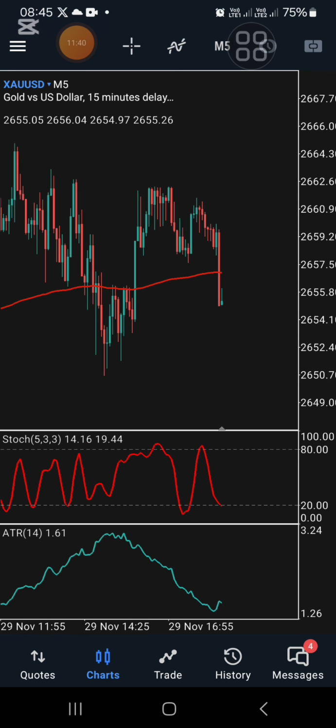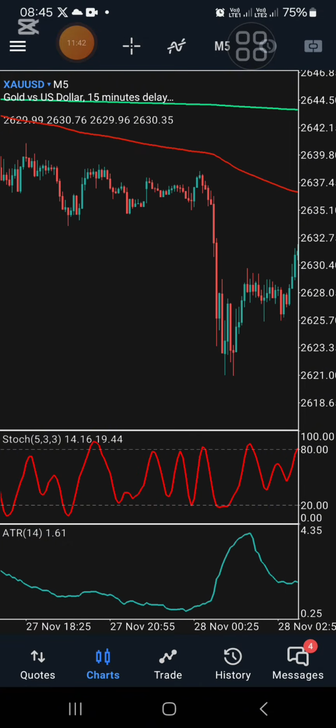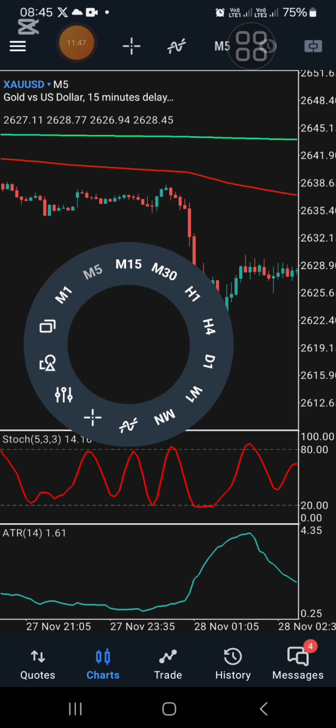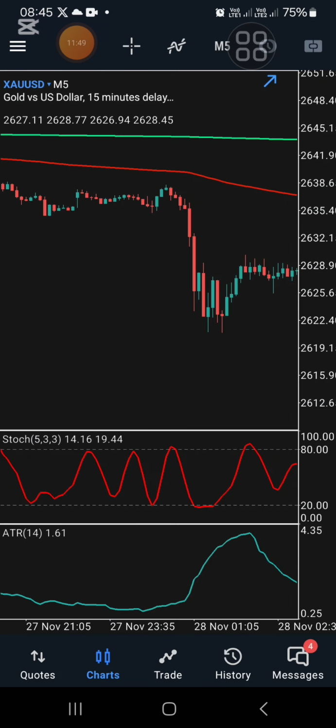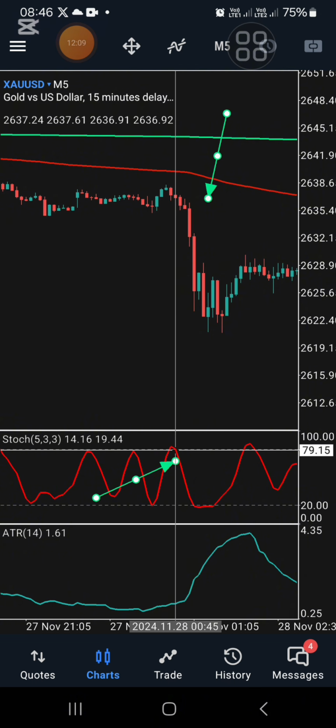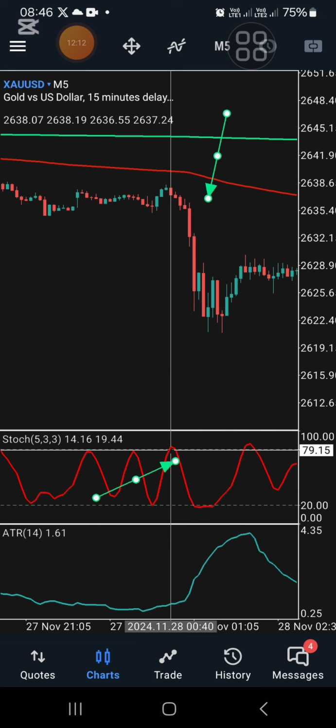So let's look for a selling example. Here we can see our price is trading below this line. We have the lime green line and also this red line. Then we go on the stochastic, and we want the stochastic to cross below the 80, like what happened here. At this particular level we're going to get an entry.